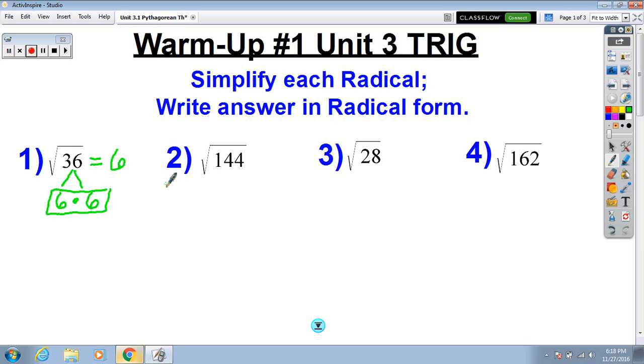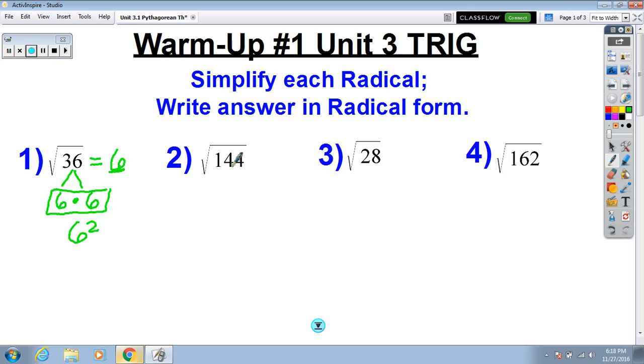Now, notice that the square root is the opposite of a square because we could rewrite this as 6 squared. So anytime we want to get the square root or the square off of a number, we take the square root, which gives me one of those numbers. All right? So let's look at number 2, 144.